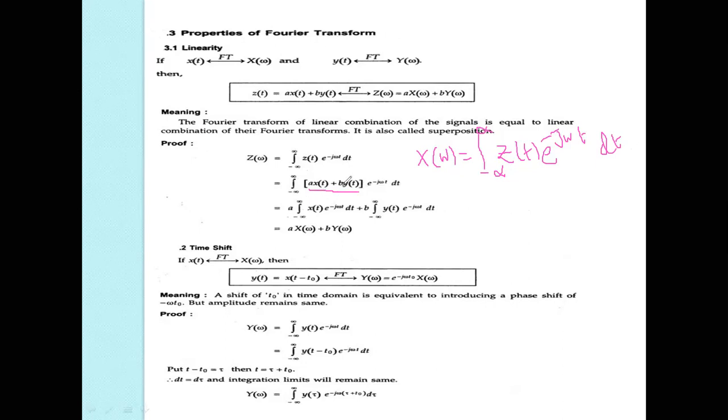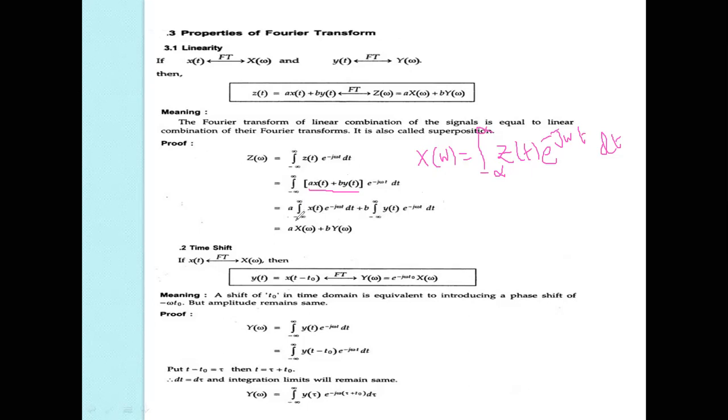And take the A, split the two parts: A times the integral from minus infinity to infinity of X of t, and this exponential is also multiplied with e power minus j omega t dt. Plus, take the common B here, and the integral from minus infinity to infinity of Y of t e power minus j omega t dt.